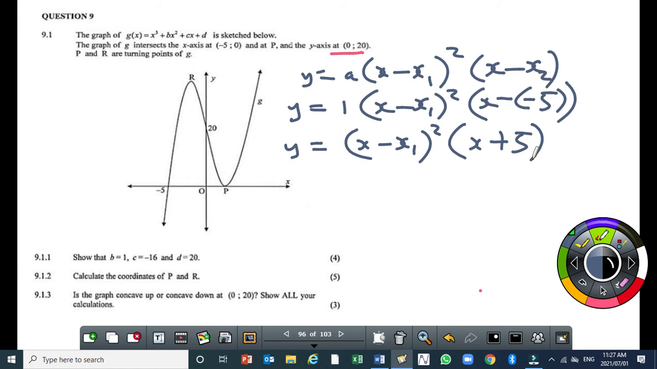Alright? Now, I want you to know that we can calculate this x1 here by using the y-intercept. Do you agree with me? Since we don't know what x1 is, but we are given a point which is a y-intercept, it means where there is y, we can put 20. Where there is x, we put 0. Then we can determine what x1 is. Are you following that?